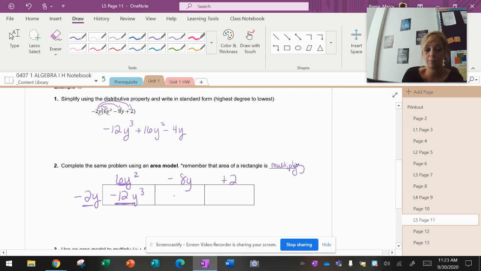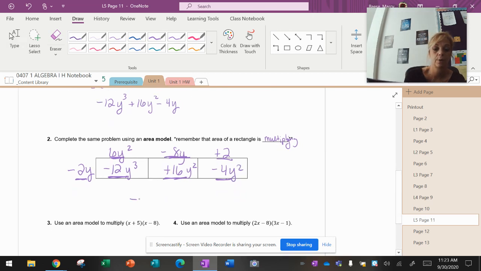And then you're going to come to the middle box right here, and you're going to take the top of the column, which is negative 8y, and that row, and negative 2 times negative 8 is positive 16. Y times y is y to the second. And you're going to do it again up here for that last box. You're going to take that positive 2 times that row is negative 4y squared. So it's just a different way to break it up, and man, is it really helpful when we get to much bigger problems.